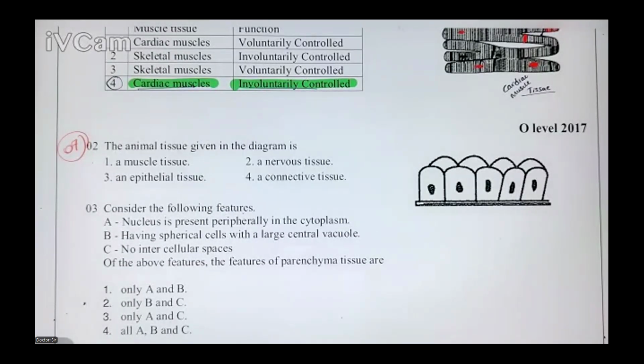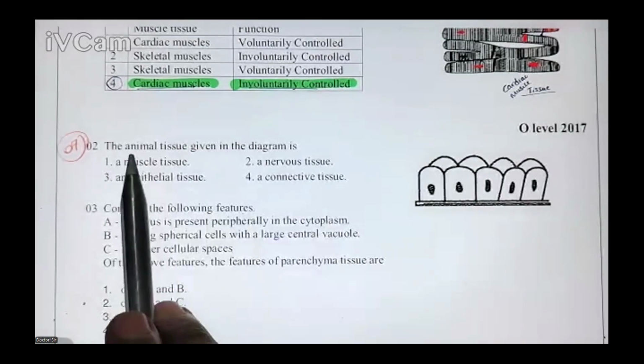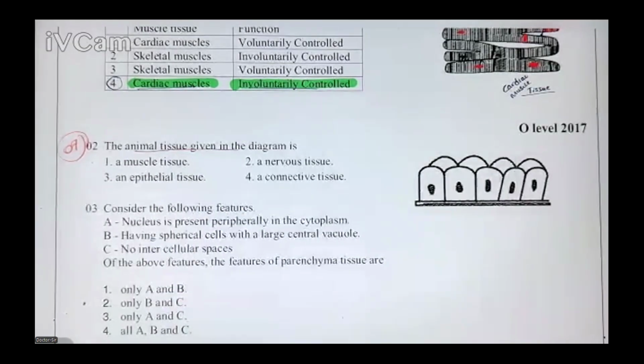One way teaching, you have to tell the answers as well. Okay, today we will try to cover as many difficult lessons as possible here. Now tell me what is this animal tissue given here.